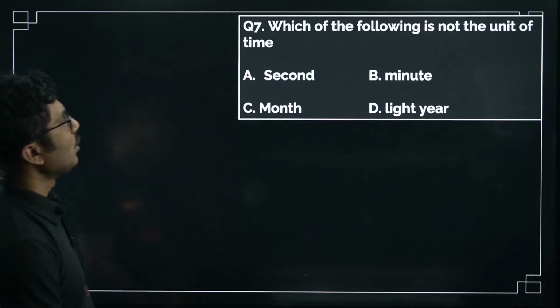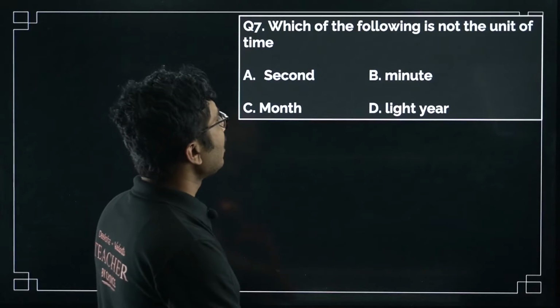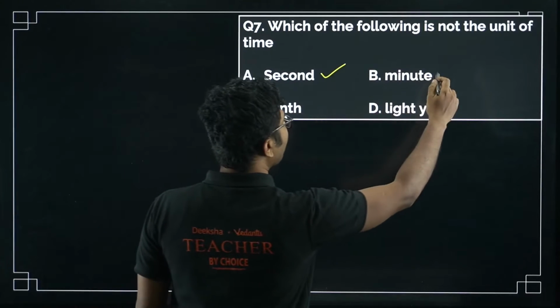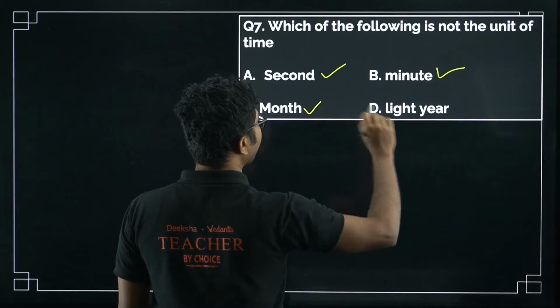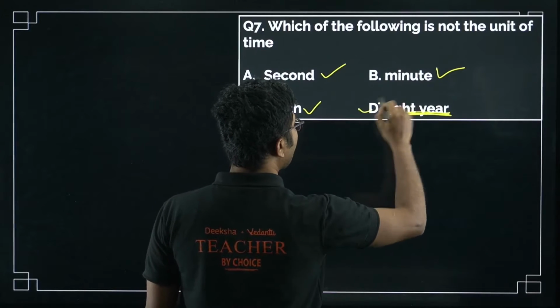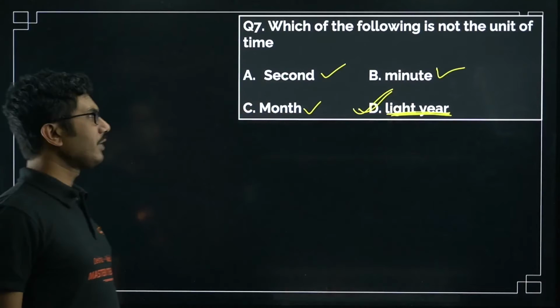Next question, which of the following is not unit of time? Second is unit of time, minute is unit of time, month is unit of time, light year is unit of distance, it is not a unit of time, so this is not a unit of time.